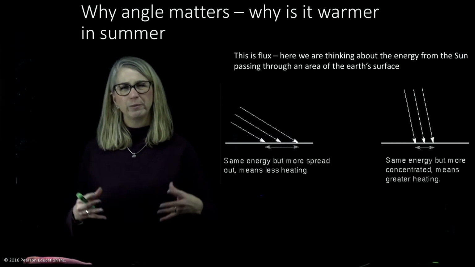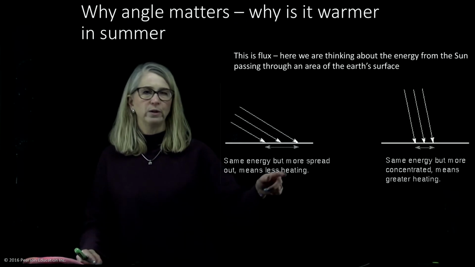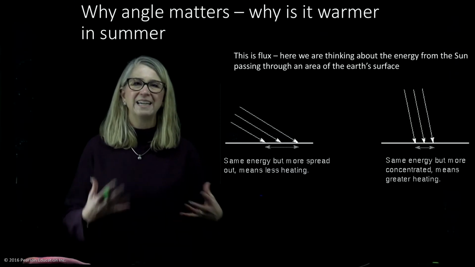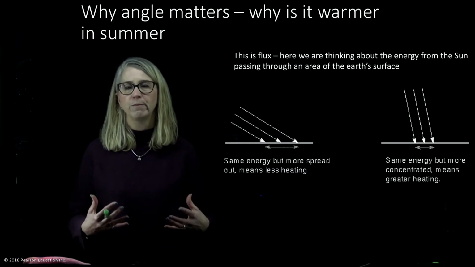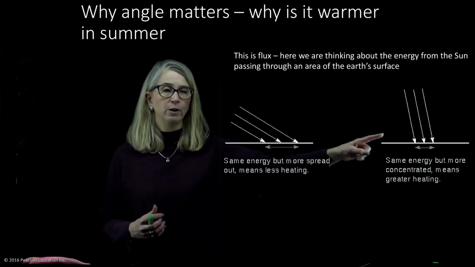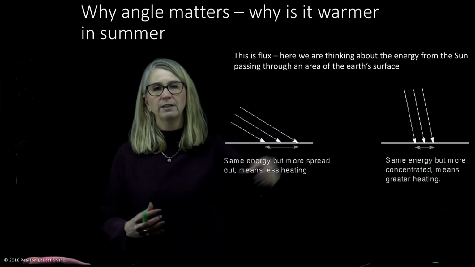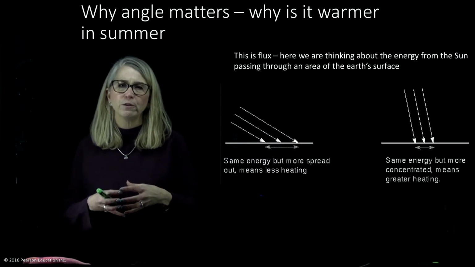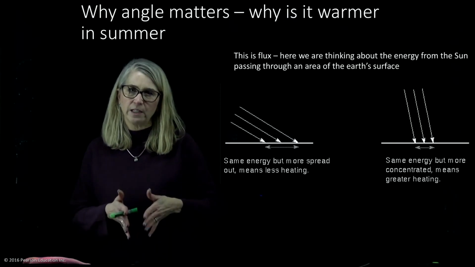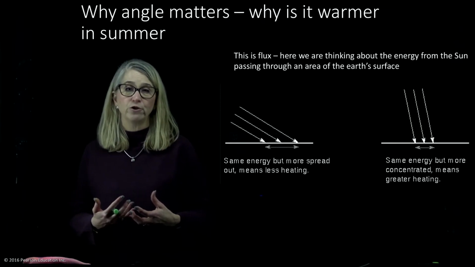This certain amount of energy is spread out over a larger area, and so it's less efficient in heating. And so we're getting less flux from that sunlight energy, if you want to think about it. But in the summer, when the sun is higher in the sky, the sunlight hits more directly. So the energy from the sun is more concentrated. And so when it hits more directly on the actual surface, you get a more efficient delivery of energy.